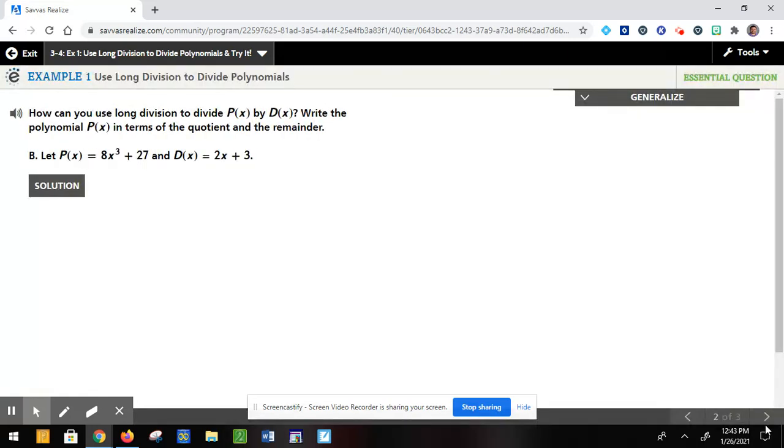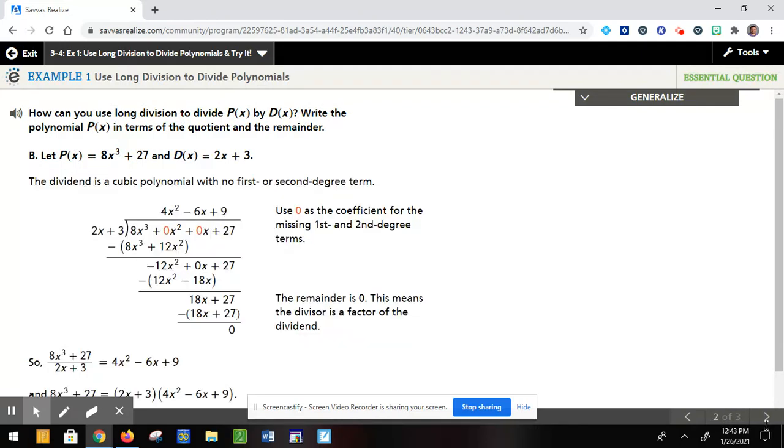Let's look at another example before we try one on our own. Kind of the whole thing is worked out for you, right? But 2x goes into 8x cubed 4x squared times. Notice how when you start with 8x cubed plus 27, there's terms missing, right? So you're using placeholders for the quadratic and linear terms. 4x squared times 2x is 8x cubed. 4x squared times 3 is 12x squared. When you subtract, you're left with negative 12x squared. You bring down the 0x and the 27. 2x goes into negative 12x squared negative 6x times. Multiply. Negative 6x times 2x is negative 12x squared.